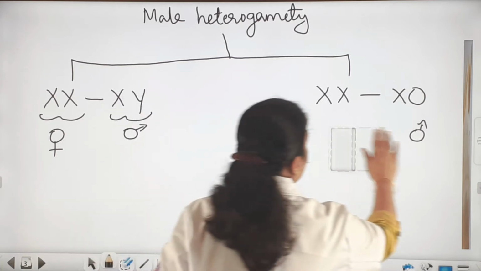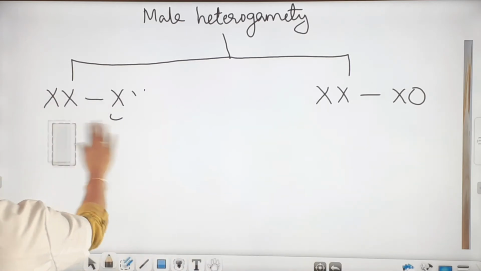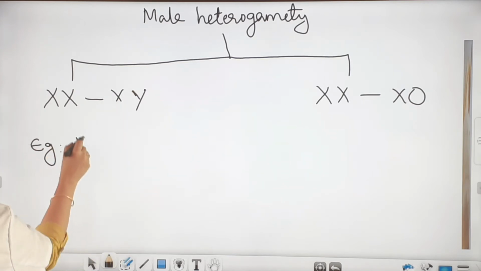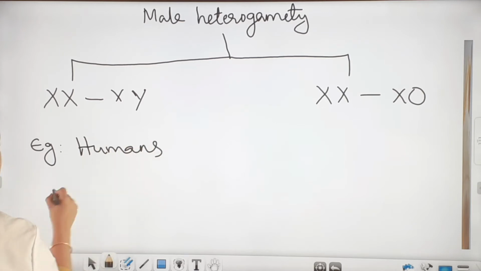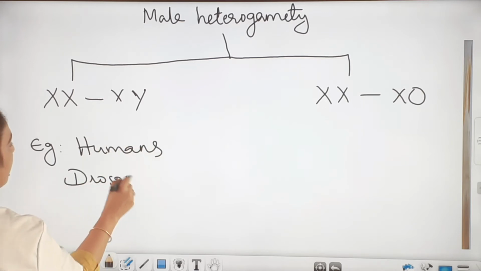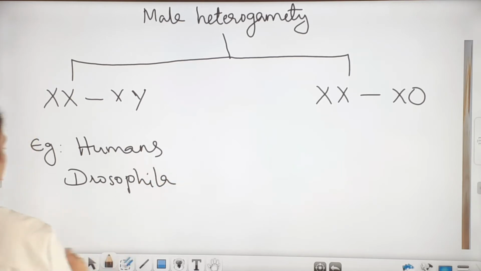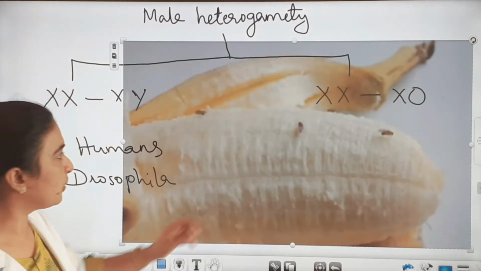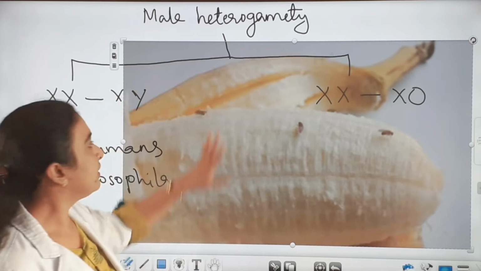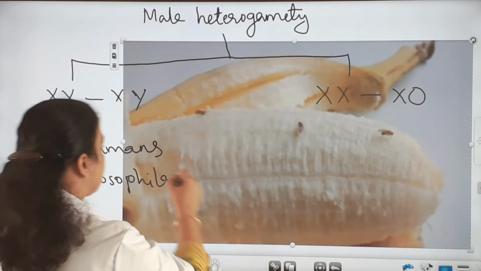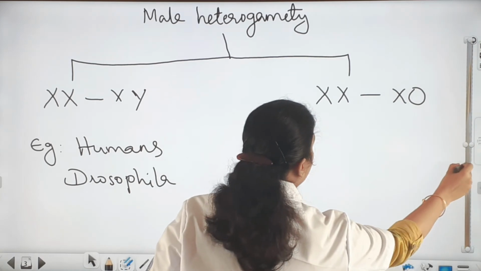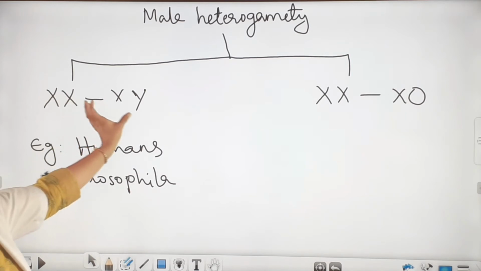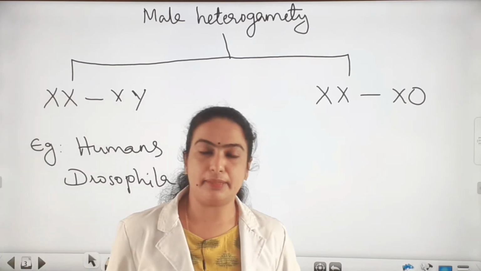Now we can see this XX, XY type. It can be seen in human beings and Drosophila melanogaster. You are familiar with Drosophila melanogaster, the fruit fly. In Drosophila melanogaster and human beings, we can see this XX, XY type of sex determination.